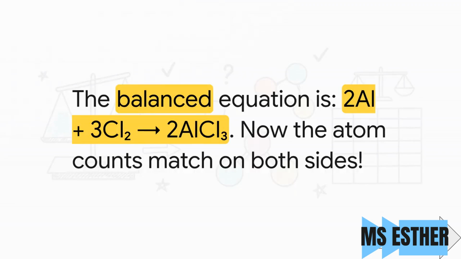So by strategically putting a 2 in front of the aluminum, a 3 in front of the chlorine, and a 2 in front of the final product, everything clicks. Now we have 2 aluminums and 6 chlorines on both sides. The sentence is balanced, the grammar is correct.